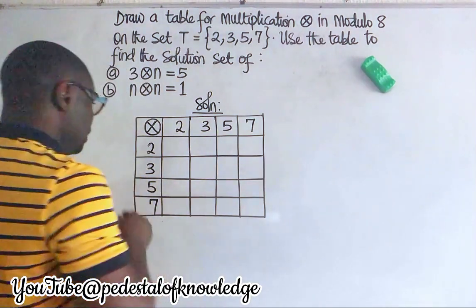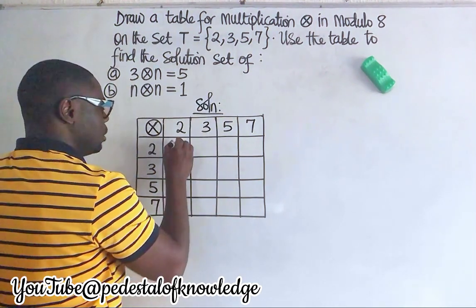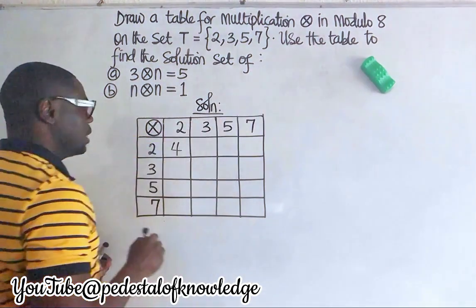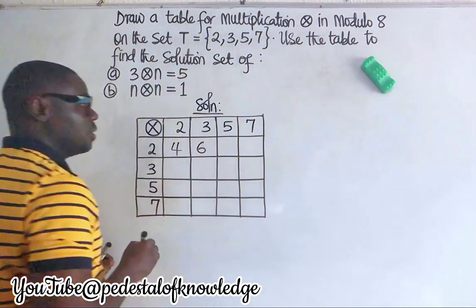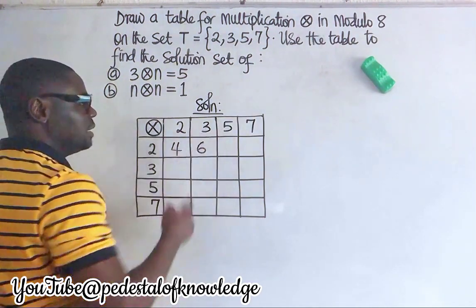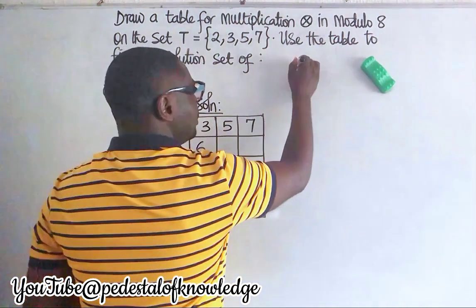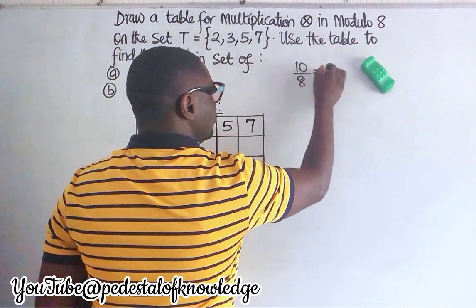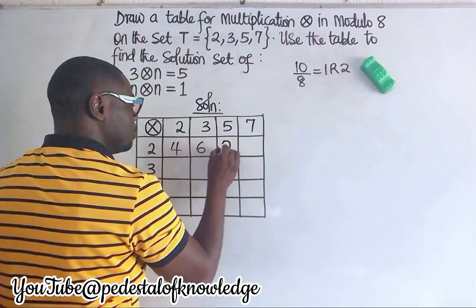Okay, now 2 times 2 in mod 8 will give us 4. Remember, we are putting down 4 here because 4 is less than 8. Okay, now 2 times 3 in mod 8 will give us 6 because this is less than 8. Now 2 times 5 in mod 8, 2 times 5 is 10. Now because 10 is greater than 8, what we are going to do is to divide that 10 by 8. And 10 over 8 will give us 1 remainder 2. So we're going to put down the remainder 2.